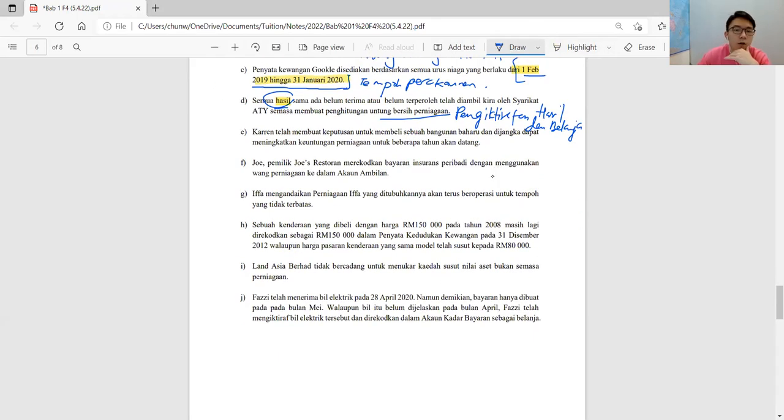Okay, now let's go. For E, Karen telah membuat keputusan untuk membeli sebuah bangunan baharu dan dijangka dapat meningkatkan keuntungan untuk beberapa tahun akan datang. Okay, this is a bit tricky. Alright, so let's read again. Karen telah membuat keputusan untuk membeli sebuah bangunan baharu. So they want to buy a new building. Dan dijangka. Okay, forecast. Jangka is to forecast. Dapat meningkatkan keuntungan untuk beberapa tahun.